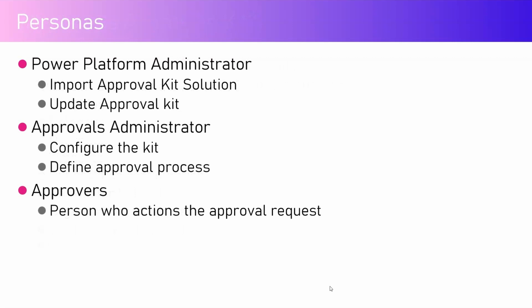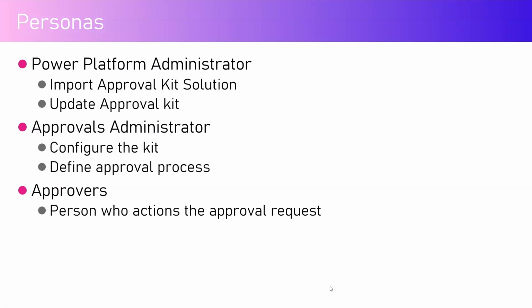From a persona perspective, at a very high level we have Power Platform Administrator, Approvals Administrator, and Approvers. Approvers are the persons who action the approval request. Now, how a person can approve the request is they need to go into Power Automate, and on the left hand side they will get an approval link, or they receive a notification in Microsoft 365 apps like Outlook or Teams.